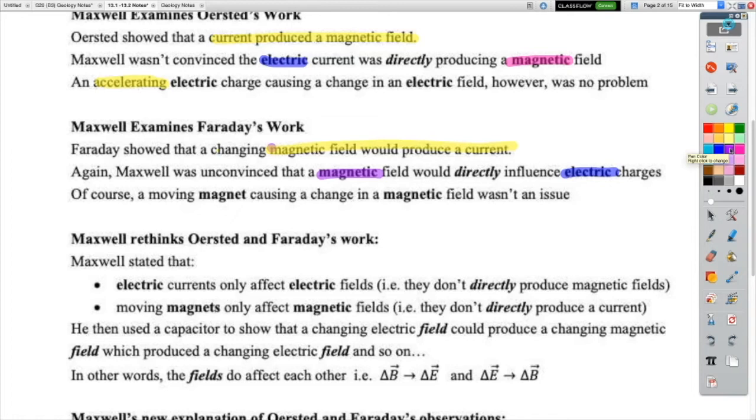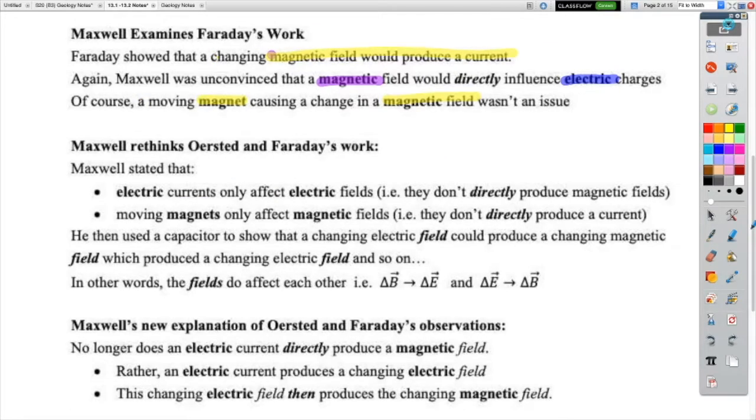So again, Ørsted had no problem with a moving magnet causing a change in a magnetic field, right? Magnet, magnet, sounds good. Electric, electric, sounds good. What ends up being the point of this, right? Was Maxwell just being annoying? So this tiny tweak is going to make a big difference.